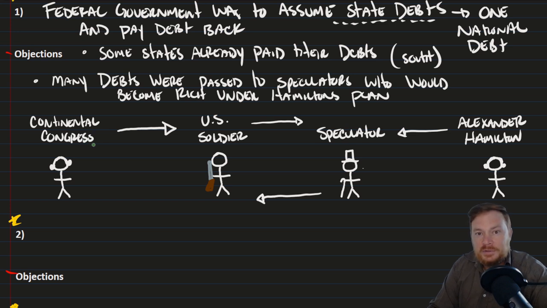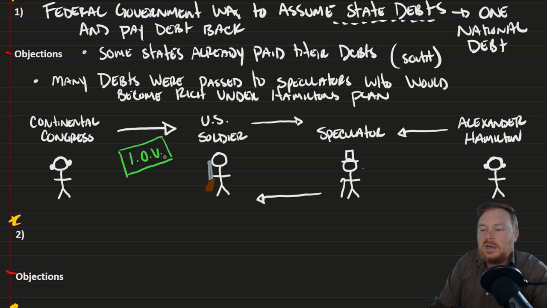The Continental Congress did not have a lot of money. And in fact, a lot of US soldiers were paid in IOUs, right? Meaning that we are going to pay you back at a later time. We don't have the cash right now. Now, the value of that IOU could be anything, right? Could be something like $1,000.